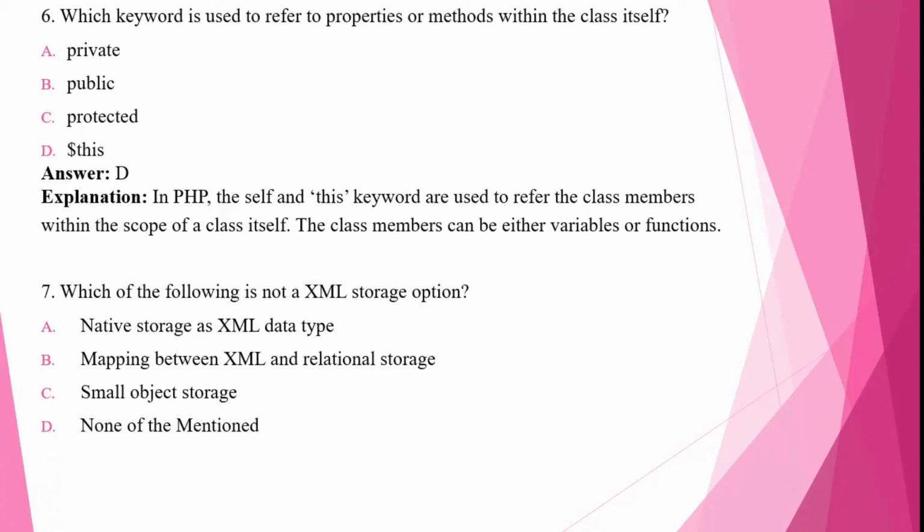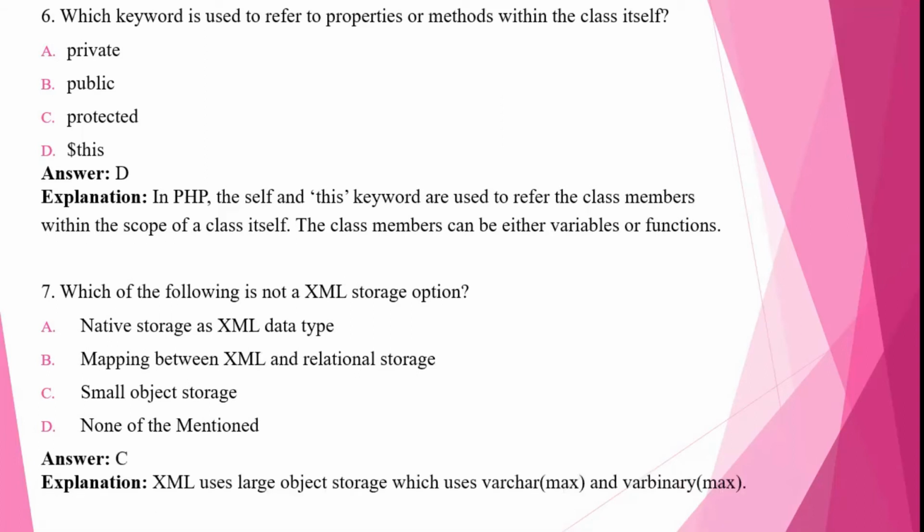Second option, mapping between XML and relational storage. Third one, small object storage. And the last one, none of the mentioned. So the right answer is small object storage. XML uses large object storage, which uses variable types, that is varchar(max) and varbinary(max). This is used for object storage option in XML.